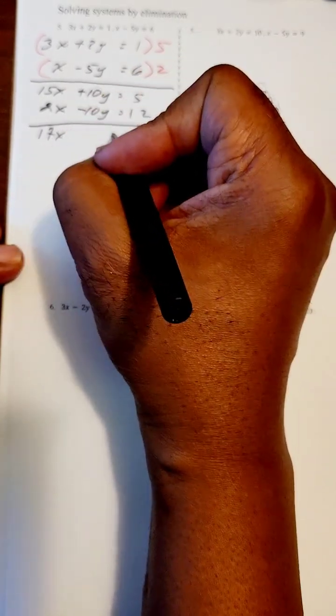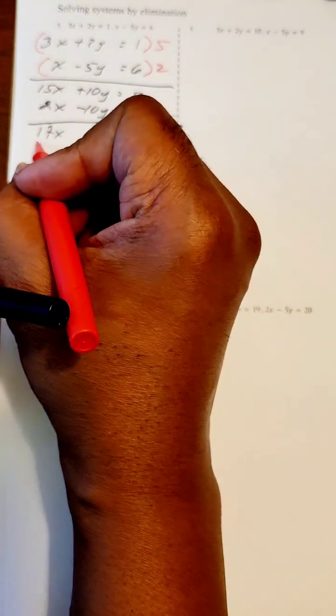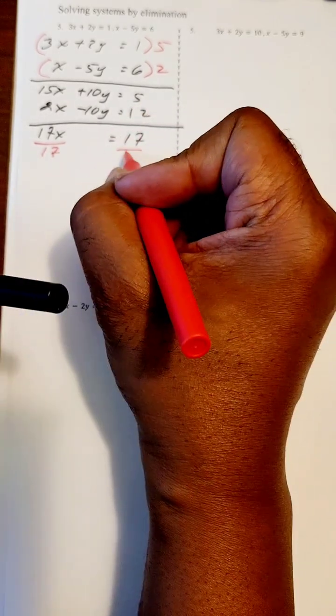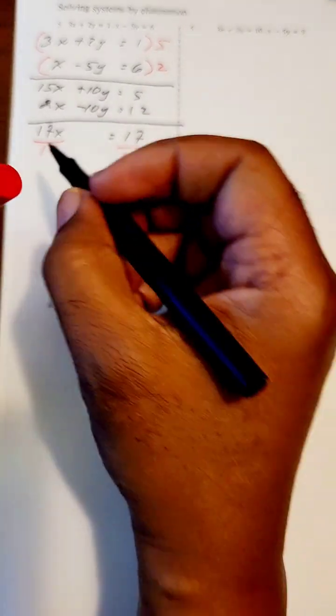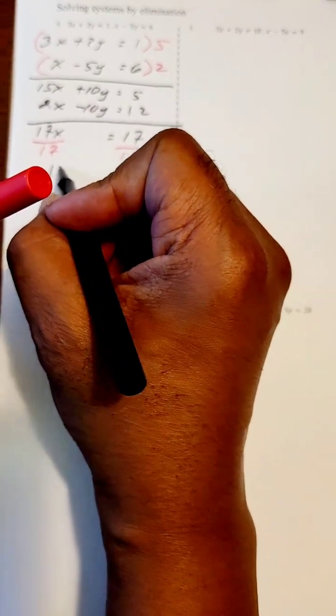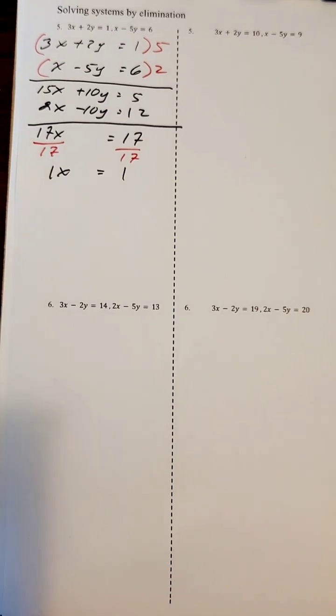So additive inverses, when we have them, we can combine both equations. 17x becomes 0 equals 17. And that allows us to solve for one of the variables. So we get 17x equals 17. I'm going to divide both sides by 17 to get the x by itself. And as a result, we get 1x equals 1, or just x equals 1.